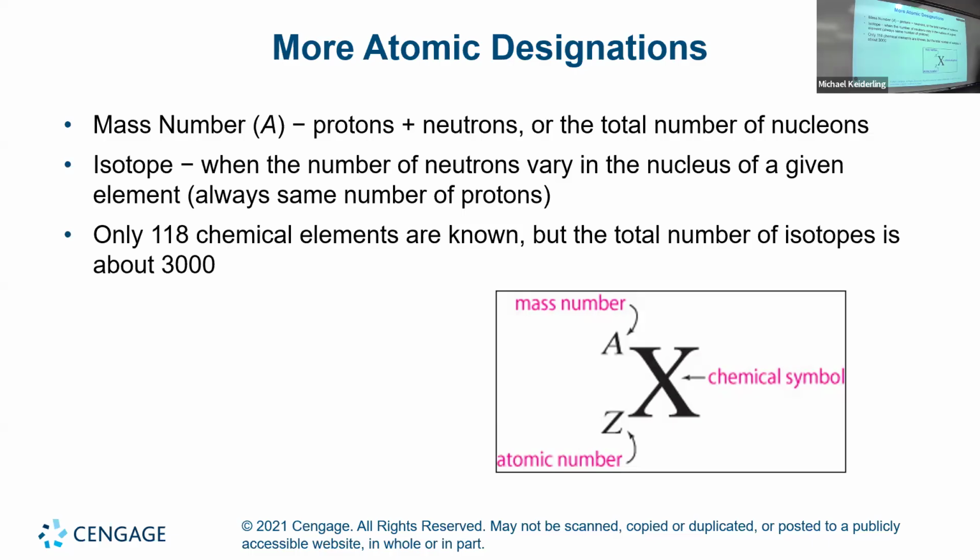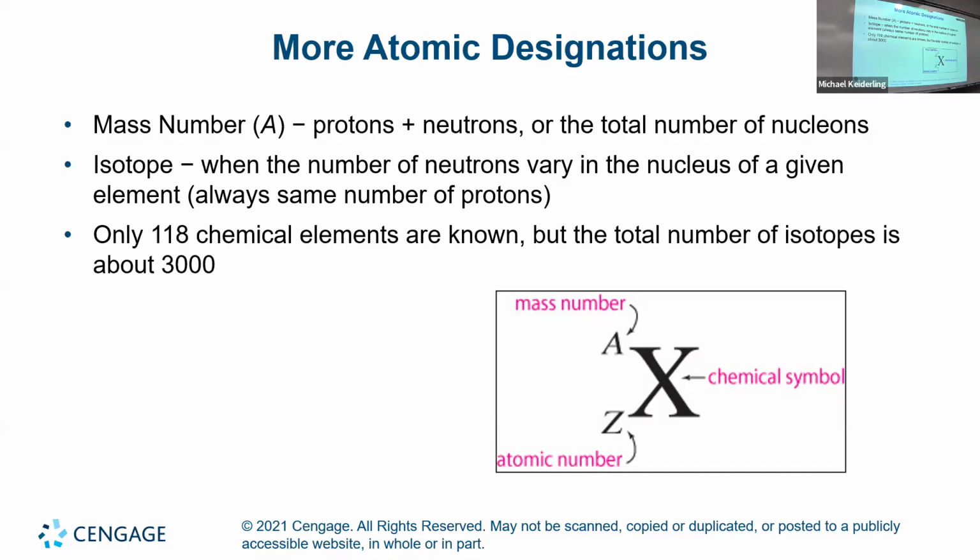And lastly, there is tritium, which has a mass number of 3 and an atomic number of 1. It is 1 proton and 2 neutrons, and it's radioactive. And it's used to make glowing things, various stuff sometimes. But yeah, the isotope is when the number of neutrons vary in the nucleus of a given element. The number of protons will always be the same. There are only 118 known chemical elements, but there's about 3,000 isotopes.